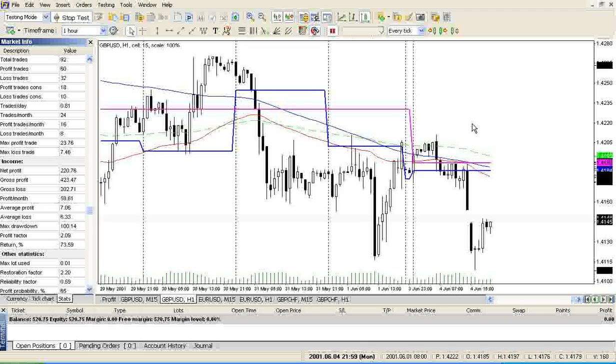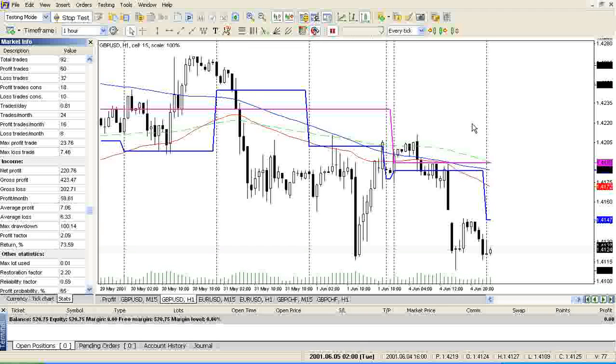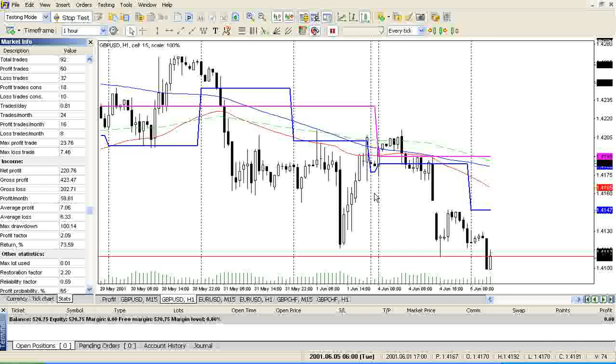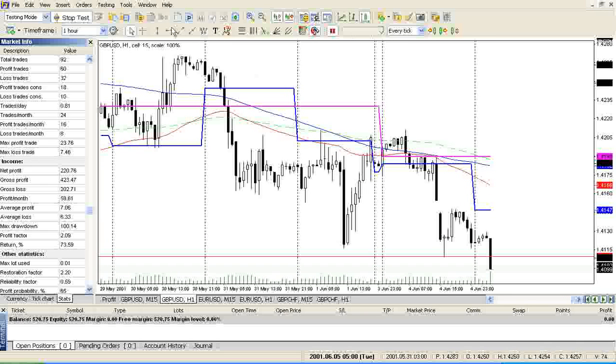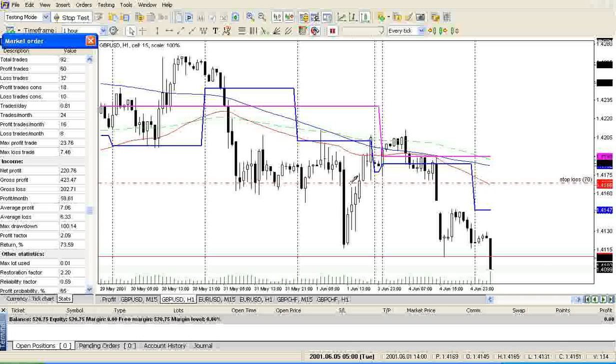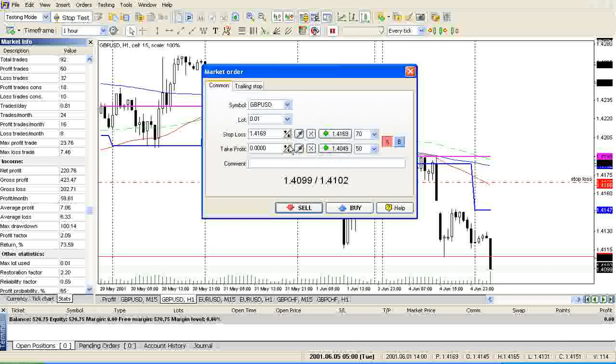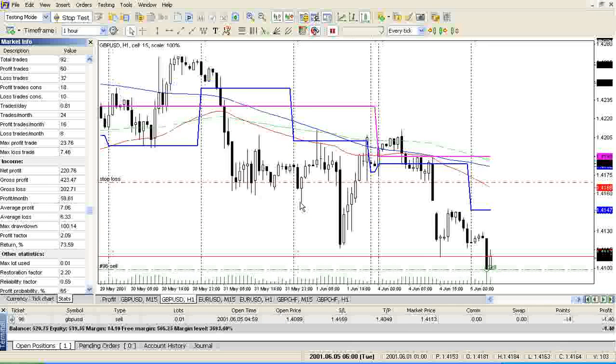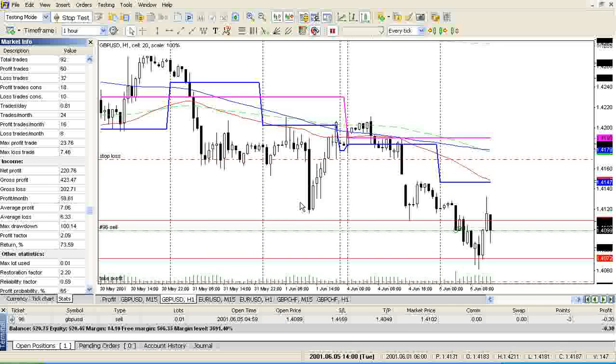So let's just make that the Mesa line. Oops. That's the entry there. That's okay. 70 pip stop loss and 50 pip profit target. And looks like it's taking us out for profit. So just continue that.